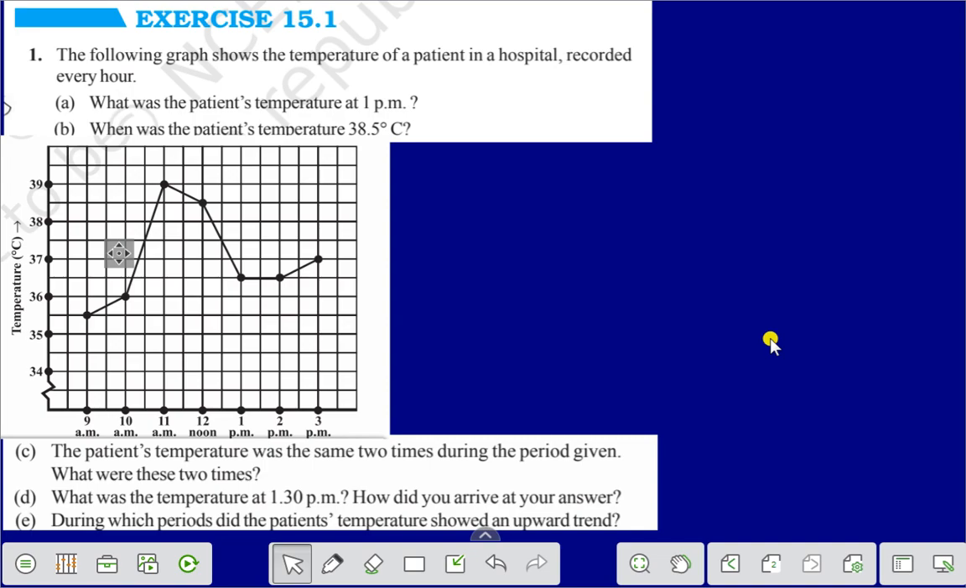Hello everyone. Today we'll discuss exercise 15.1 question number 1. The following graph shows the temperature of a patient in a hospital recorded every hour. What was the patient's temperature at 1 p.m.?